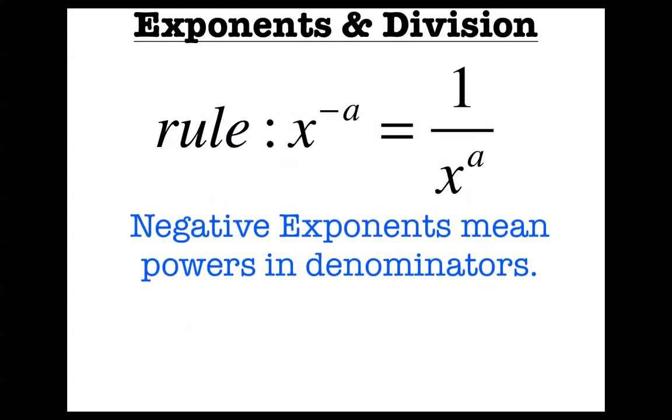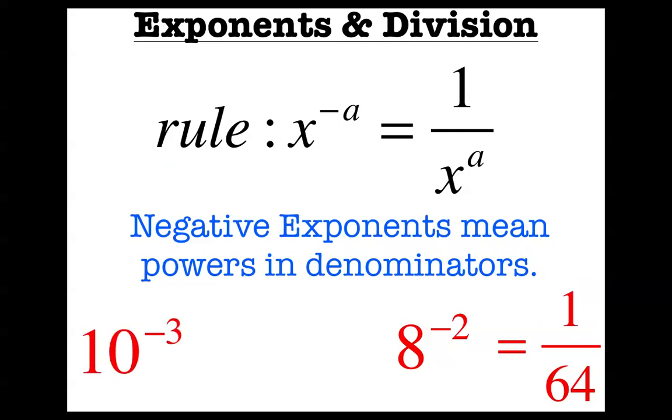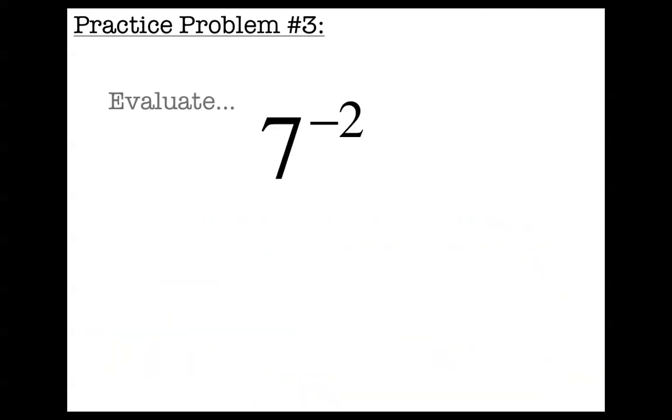So if you have a number like 8 to the negative 2 power, it means you're going to do 8 to the 2nd power, but you're going to do it in the denominator. Or if you had 10 to the negative 3, you're going to do 10 times 10 times 10, but where are you going to do it? In the denominator. Okay, that's not too bad. You just kind of have to memorize what negative exponents actually mean. They mean the power happens in the denominator, and you put a 1 in the top just to be a placeholder. So try this one. If you had 7 to the negative 2 power, what would that come out to?